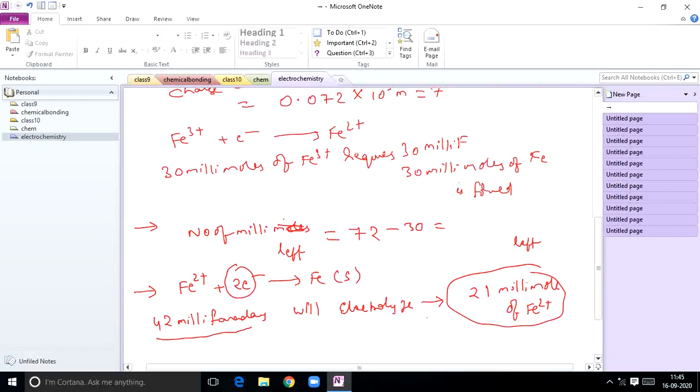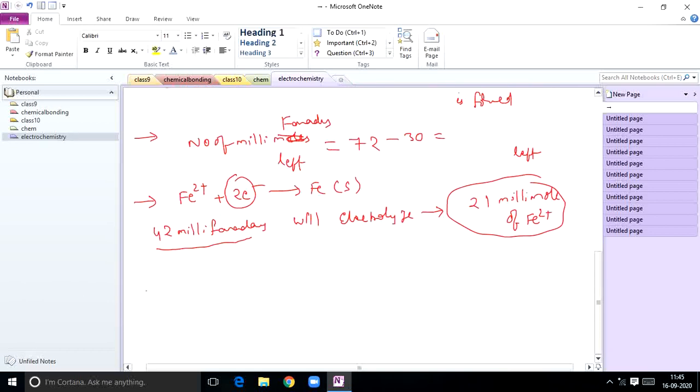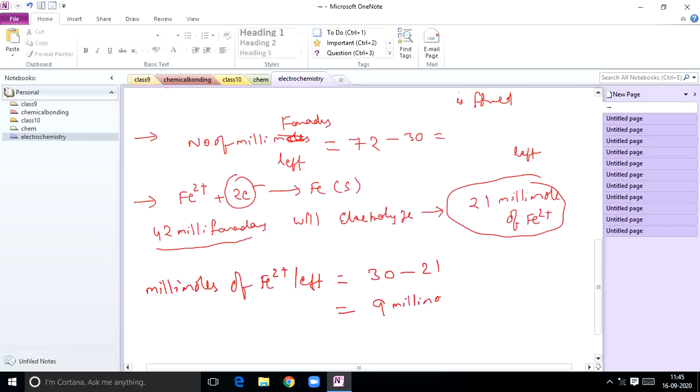So from this you can write millimoles of Fe2+ left is equal to 30 minus 21. 30 minus 21, how much? 9. So 9 millimoles. This can be written as 0.009 moles. So read the question thoroughly, then you will understand. And this step is important. Try to understand this step, it will become easy.